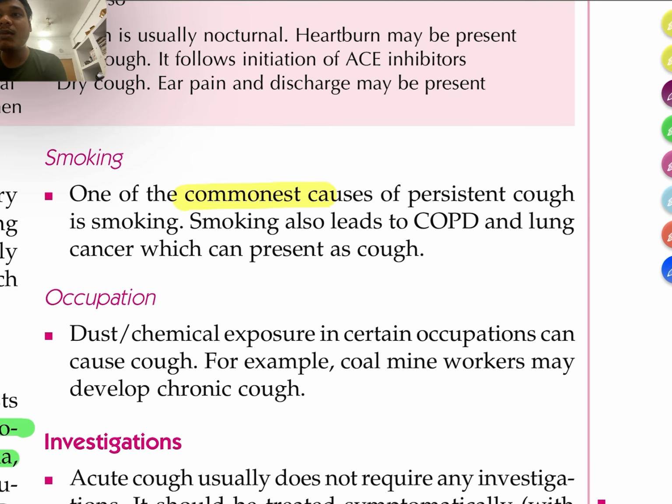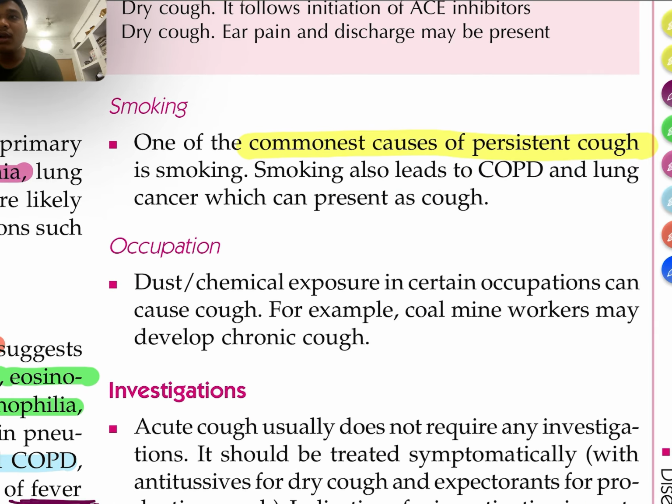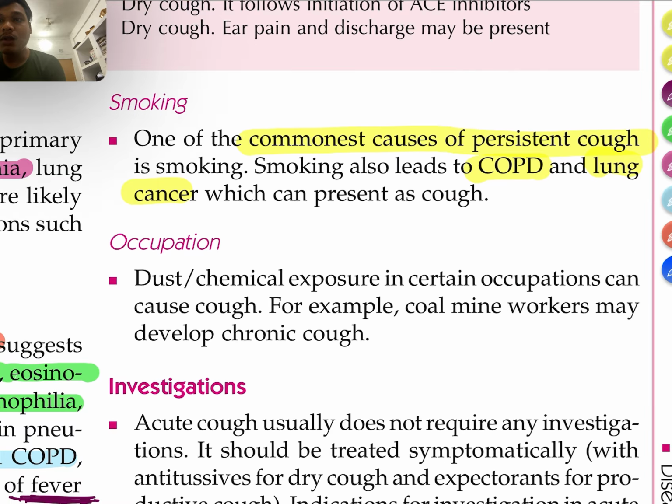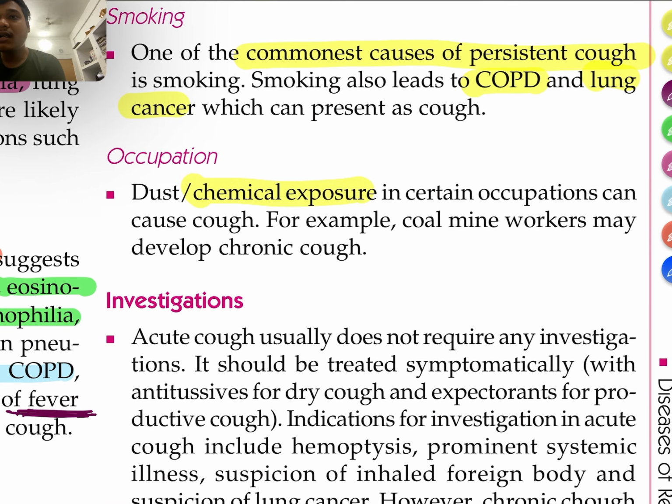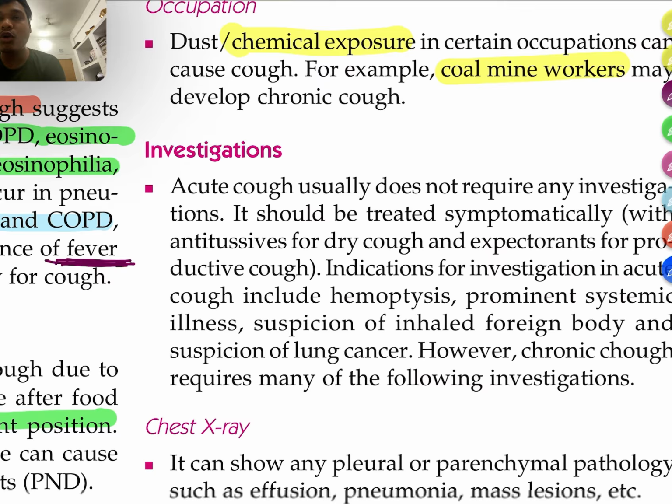Smoking is one of the commonest causes of persistent cough, as we all know, and smoking also leads to COPD and lung cancer. Occupational exposure, like chemical exposure, for example a coal mine worker, may also cause chronic cough.